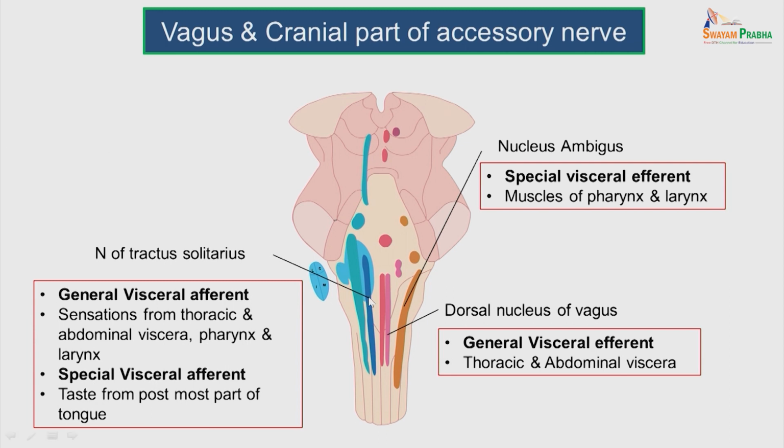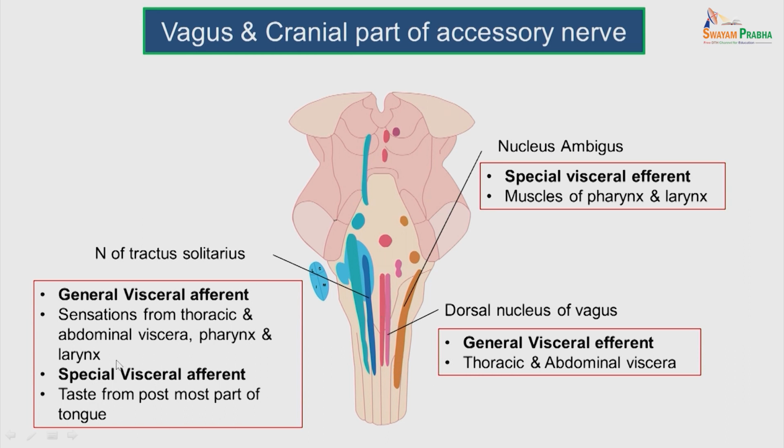Now, the vagus nerve and the cranial part of the accessory nerve. Again, this has 4 functional columns. The first is the special visceral efferent. Since this is from the nucleus ambiguus, it is present in the medulla; you can see the longitudinal column. This supplies the muscles of the pharynx and larynx. These two nerves, the vagus and the cranial part of the accessory, form a plexus and supply these, so it is called special visceral efferent. Then another component is the general visceral efferent, present in the dorsal nucleus of the vagus in the medulla, which supplies the thoracic and abdominal viscera.